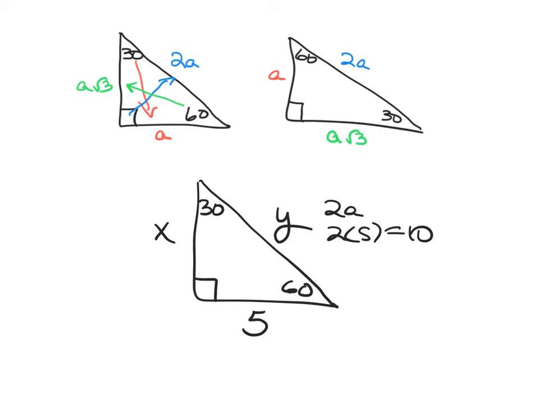What is X? A square root 3. And what was A? Good. So this side is 5 square root 3. Good? Let's try another one.